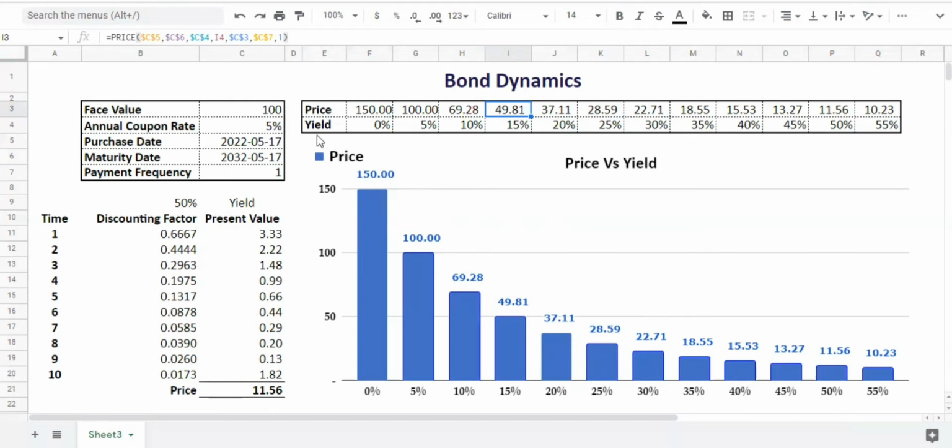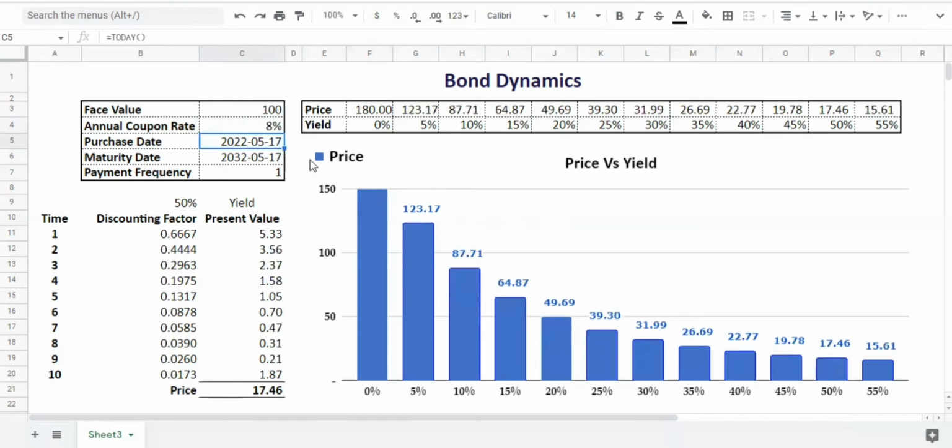So if I change the coupon rate, this initial annual coupon rate is 5%. If I change it to somewhere around 8%, let's see what is happening. I changed this to 8%, and you can see there is an upward shift in this curve of bond prices, which means the higher the coupon, the price increases, so there is a direct relationship between bond price and the coupon rate.